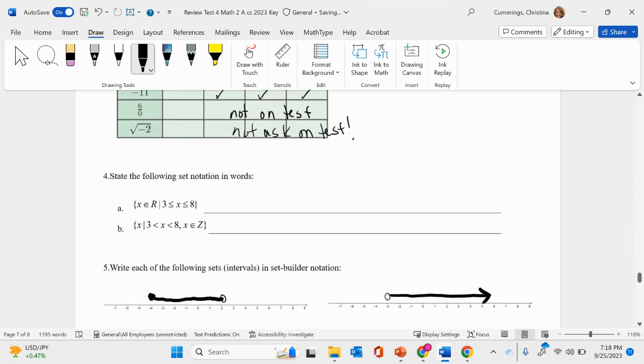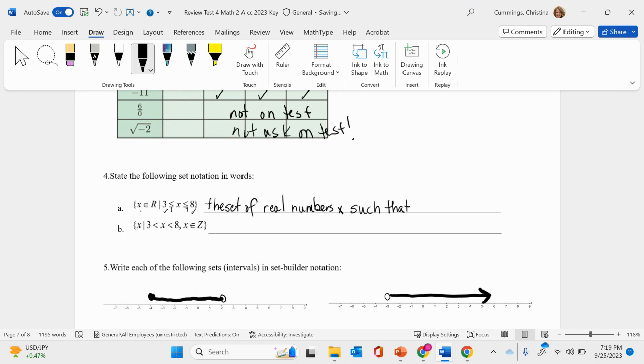State the following set notation in words. So the curly bracket is the set of, then we have real number X. My straight up and down line is such that. Now we're going to see that X is lying between 3 and 8. And since they both have the equal to sign underneath it, we're going to use the word inclusive. So let me put that in words.